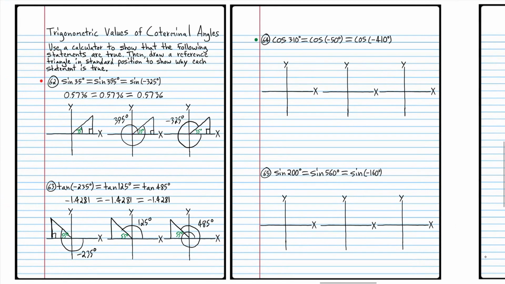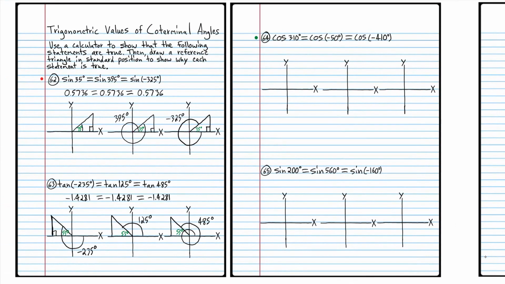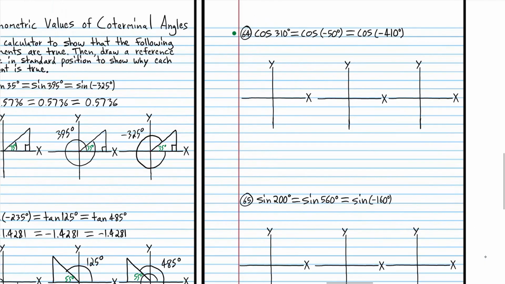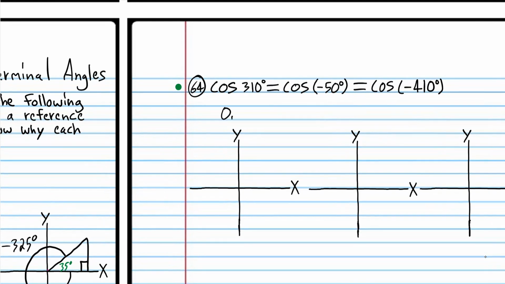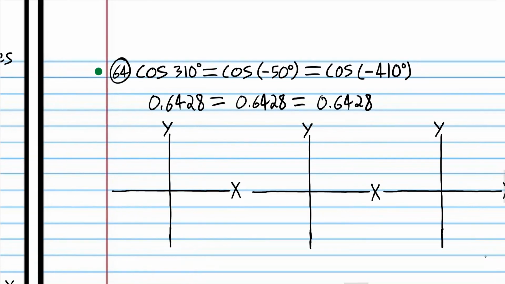So I want you to try 64. When you come back, we'll do it together. Okay, we're back. So cosine of 310 is 0.6428, and cosine of negative 50 is 0.6428, and cosine of negative 410 is 0.6428.